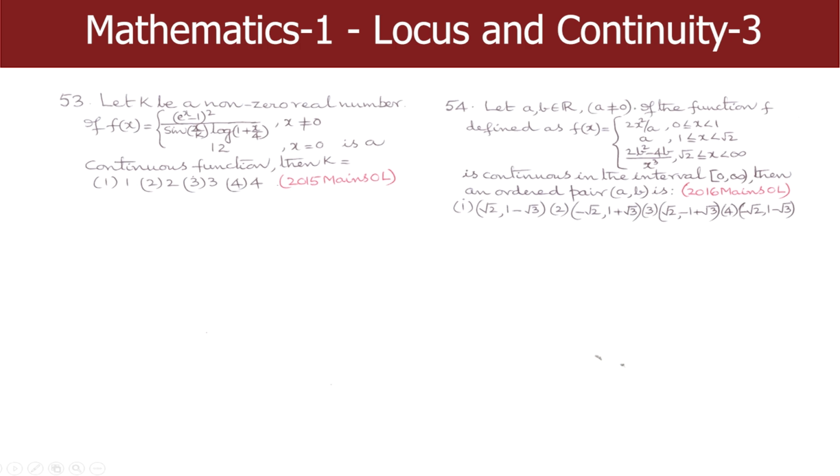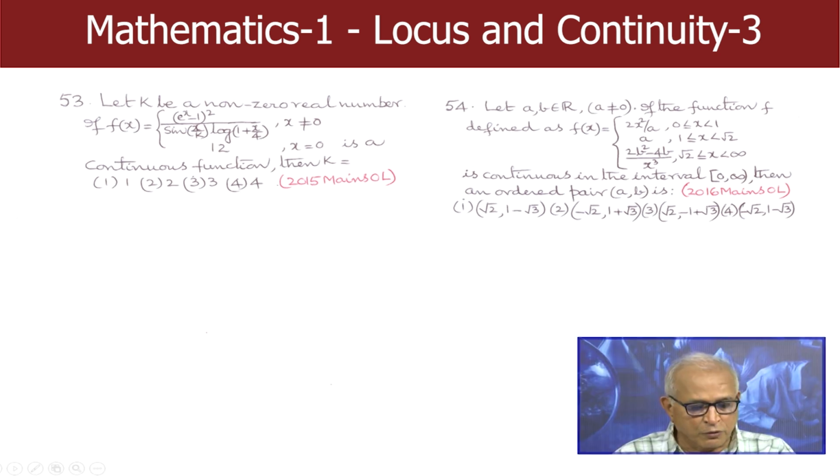Let k be a non-zero real number. f(x) is defined by the rule (e^x minus 1) whole square by sin(x/k) into natural logarithm of (1 plus x/4) for all non-zero x, and equal to 12 when x equal to 0. The f value is given to be 12. The defining formula for f for non-zero values of x has an unknown k. Now what is the value of k if f is continuous at x equal to 0?